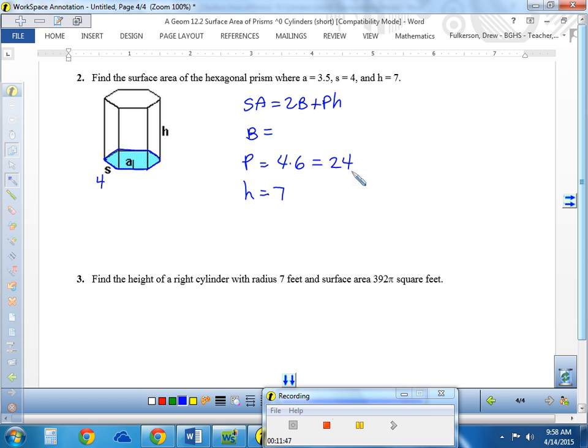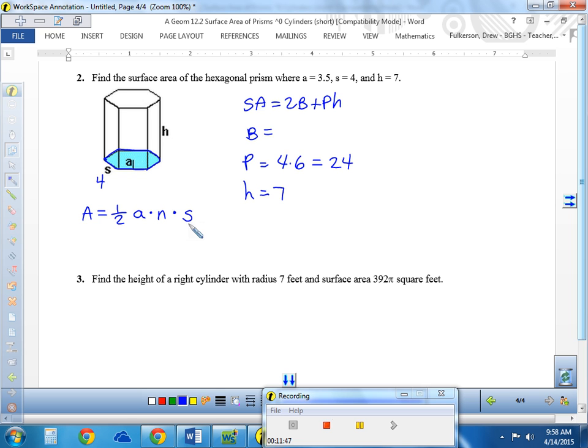And then we need to find the area of the base. Now this is the hardest part because you got to remember back to finding the formula for this regular shape. And I'll go ahead and give that to you. The area of a regular shape is 1/2 apothem times number of sides times side length.